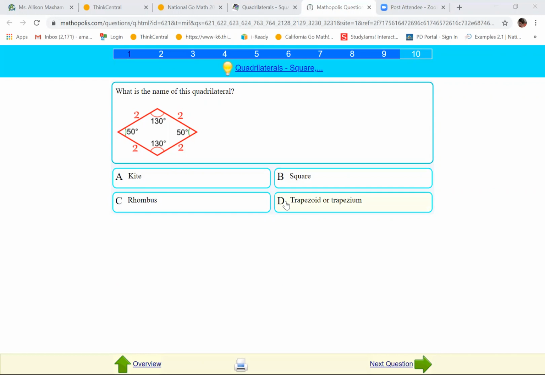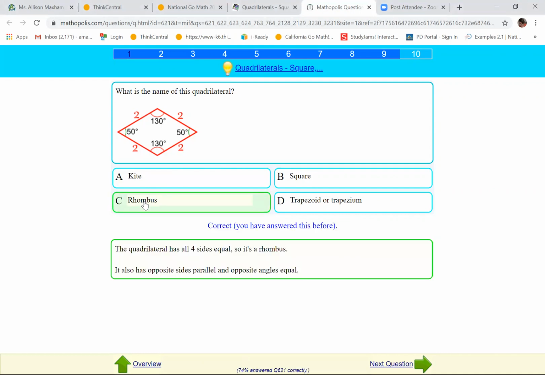Now we know that a square is a special type of rhombus and it's a special type of trapezoid. But I have a feeling they want me to just name one thing and not say that it's everything, because they didn't say select all that apply. I'm going to go with rhombus. Correct. Yes, because it's got all equal sides.